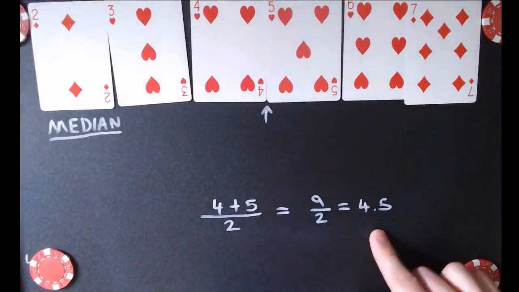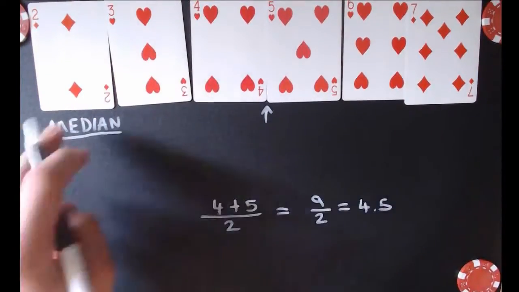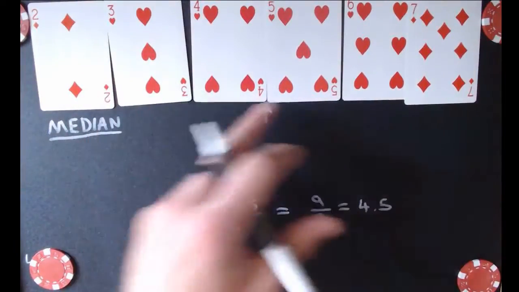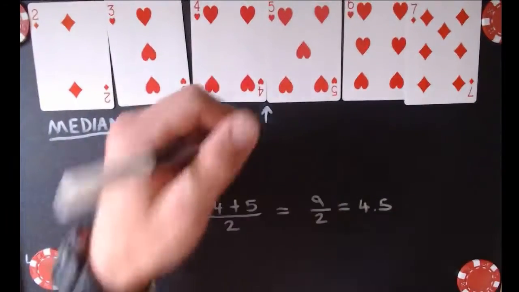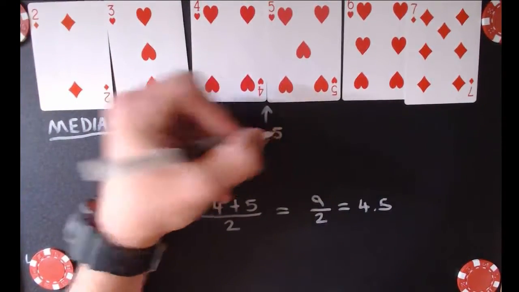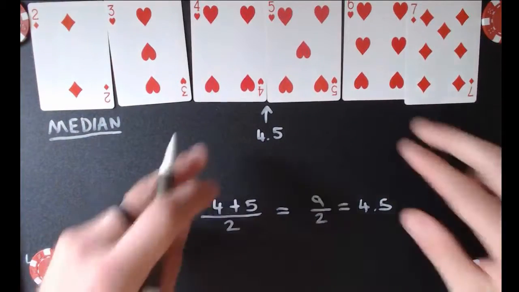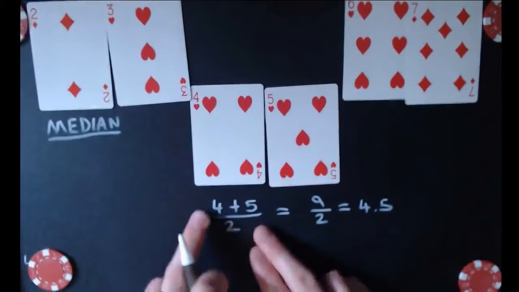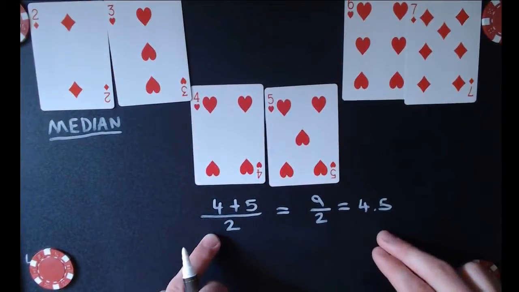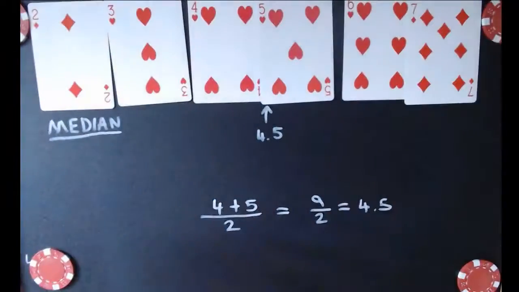So the median of this data is 4.5, right in the middle, which in this case makes sense, because if we just go 2, 3, 4, 5, 6, 7, halfway between 4 and 5 would be 4.5. But if we don't know that, or the numbers are not perfectly sequential like this without skipping numbers, all we do is we take the middle 2, we find the mean of them, and that is our median for an even number of data entries.